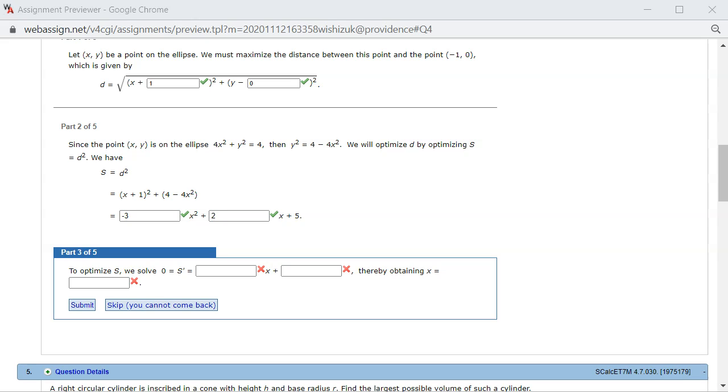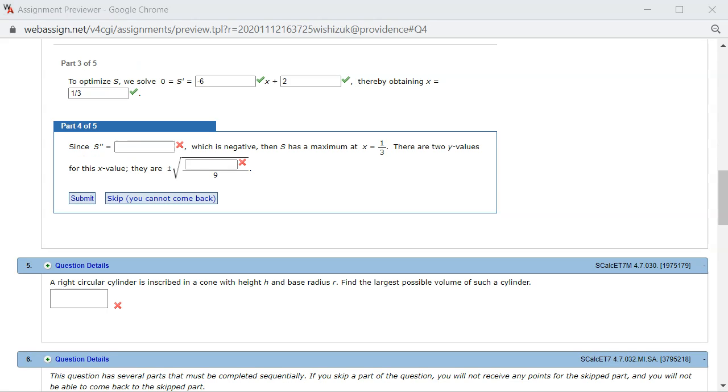To optimize s, we solve 0 equals s prime. So you just have to take the derivative, which is 2 times -3, that is -6x, and the derivative of 2x is 2. If we set that equal to 0, we can probably do it by hand. Put -6x over to the other side, it becomes positive 6x equals 2. Divide through by 6. So 2 divided by 6 is 1/3, so x is equal to 1/3. Let's submit. It came back and looks like we got part 3 correctly.